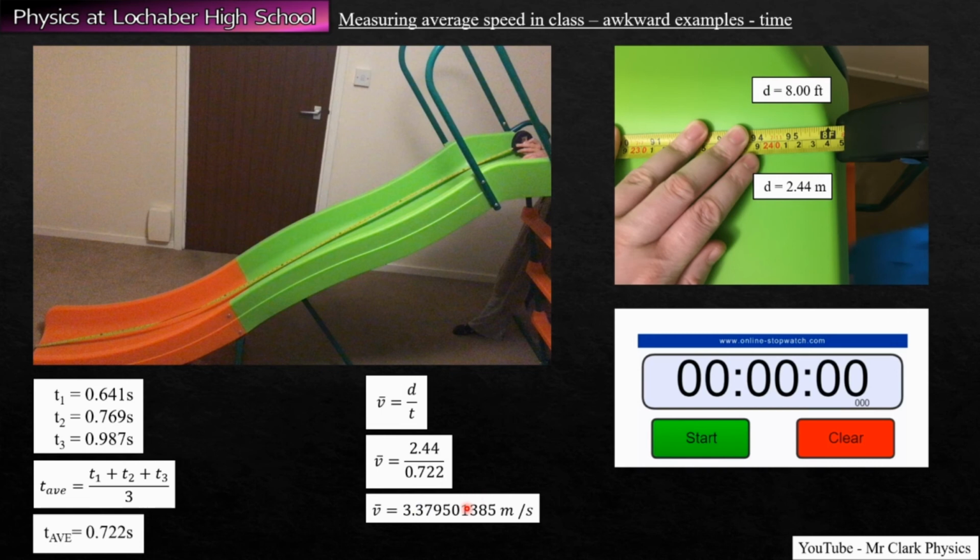So we need to round this value, and the usual rule is to round it to have the same number of digits as the data, but here I'm actually going to round it a bit more. I'm going to round it to 1 decimal place, because I really don't trust this time data very well. So 3.37 rounds up to 3.4.